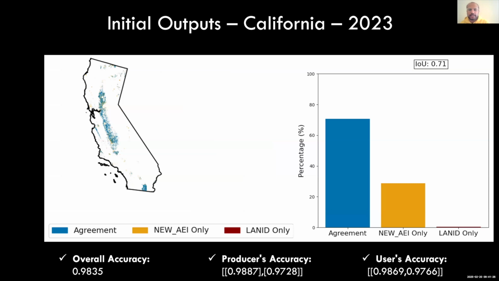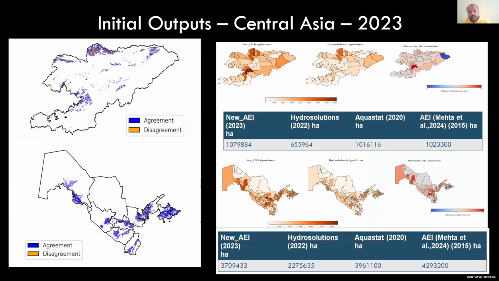There is a LANID dataset, a Landsat-based irrigated area dataset, and we tried to compare our dataset with that dataset also. More than 70% of the pixels within our predicted outcome in California agree well with the LANID dataset, although there are some disparities in some parts of California, and we believe that the result is acceptable.